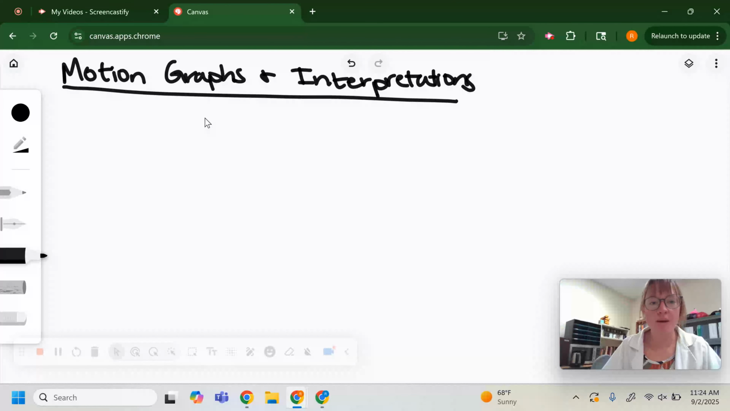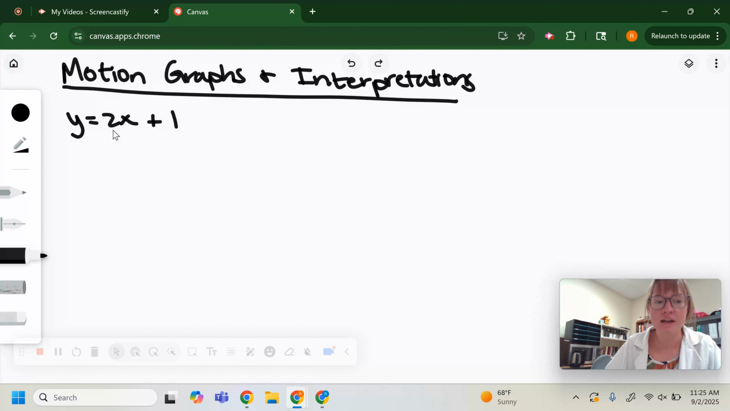Today we are going to be talking about motion graphs and interpretations. Hey, you remember back in your childhood when your math teacher put an equation on the board, something like this? Let's do this one. And your teacher asked, hey, how do you graph this? Well, now you would look at that and you would say, well, I know that that's a line, and I know that it has a slope of 2, and I know that it has an intercept of 1.